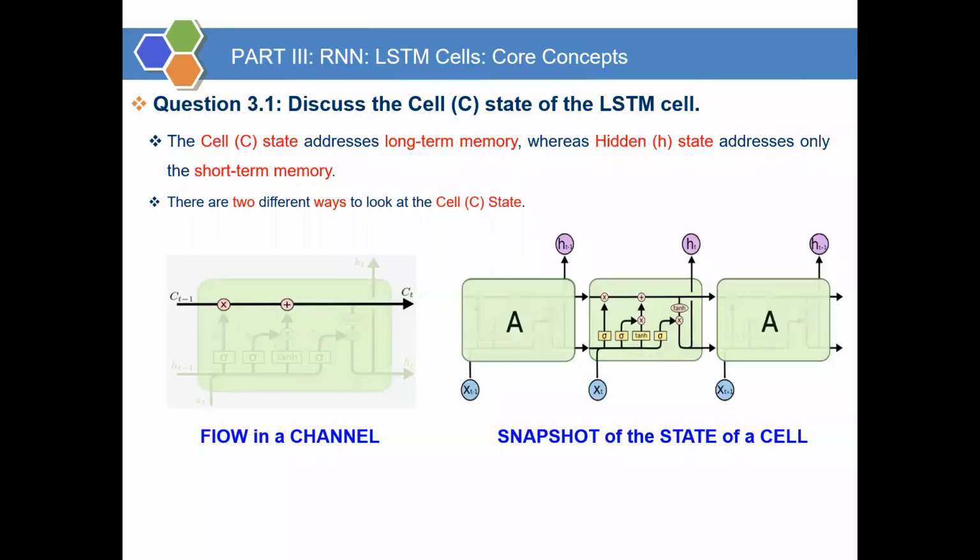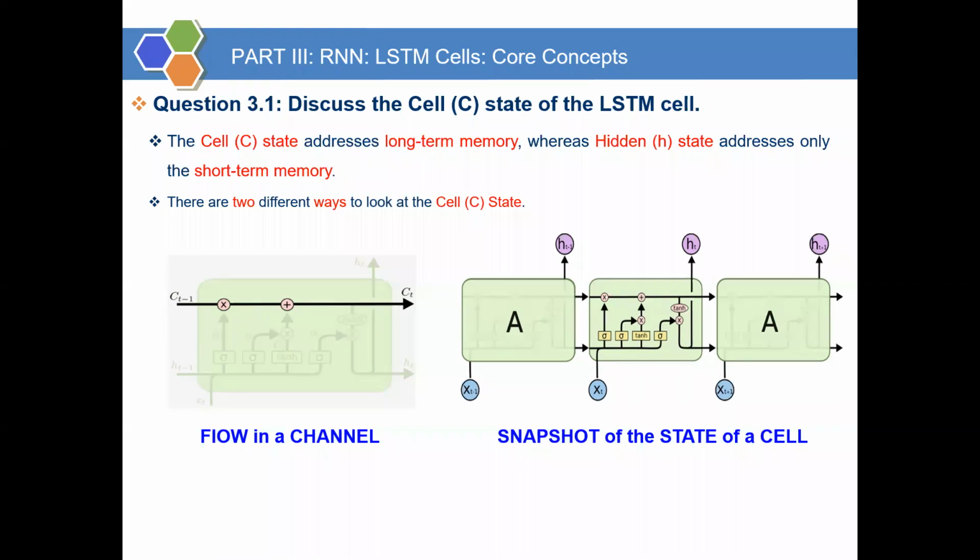Part 3, RNN, LSTM cells, core concepts. Question 31. Discuss the cell state of the LSTM cell. An LSTM cell has a cell state in addition to hidden state as the memory. The cell state addresses long-term memory, whereas hidden state only addresses the short-term memory.